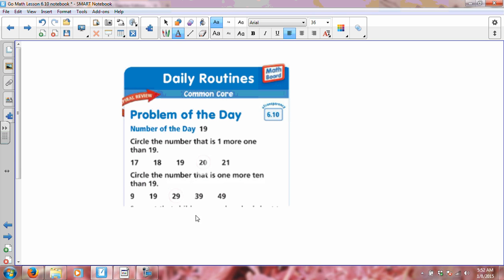And then down here, it says circle the number that is one more 10 than 19. So instead of just one more, we're going to do one more 10. So in that tens place, that 1 is going to change to a 2. So tell me which one of these numbers is 10 more than 19. Go ahead and circle that number and then get out your big green math book.